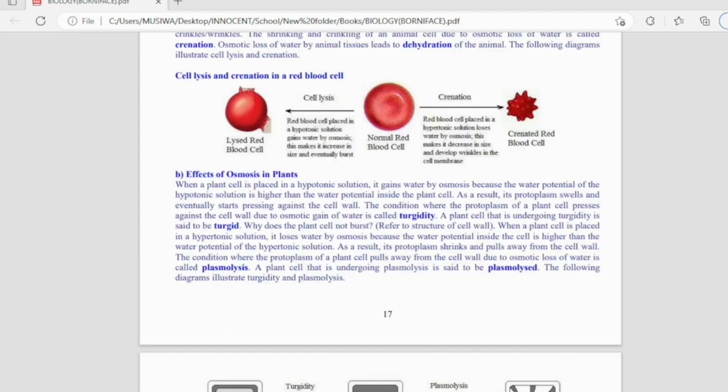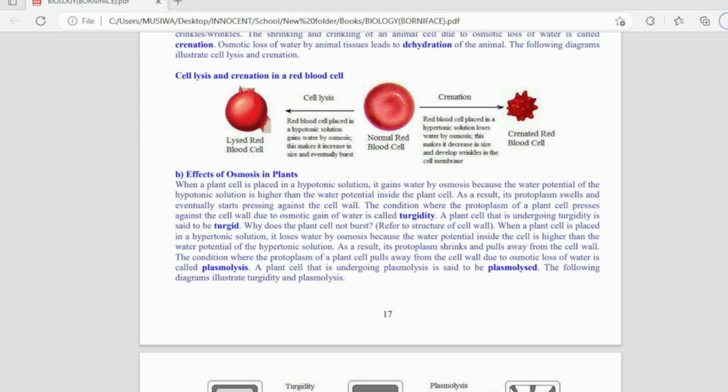Now, what you have to note is that isotonic solutions have got no effects on living organisms. This is because an equilibrium already exists. By this, I mean the concentration in both the solutions that are involved are already equal. So no need for water molecules to travel from one area to another. And lastly, we have a hypertonic solution. A hypertonic solution is one whose concentration is higher than the concentration inside a living cell.